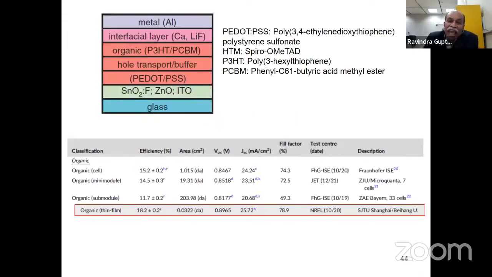Then we have organic solar cells. The advantage of the organic solar cells is that it is flexible and it is organic. So it is cheap also, economically easy. So this is the structure. And in this case, you can see efficiency is nowadays very good, 15.2%. Of course, area is less, 1. But when we increased to 19 centimeters square, it is approximately the same. And when we increase further, it is 11.7%. It is equivalent to your amorphous-based solar cells. So this is the advantage.